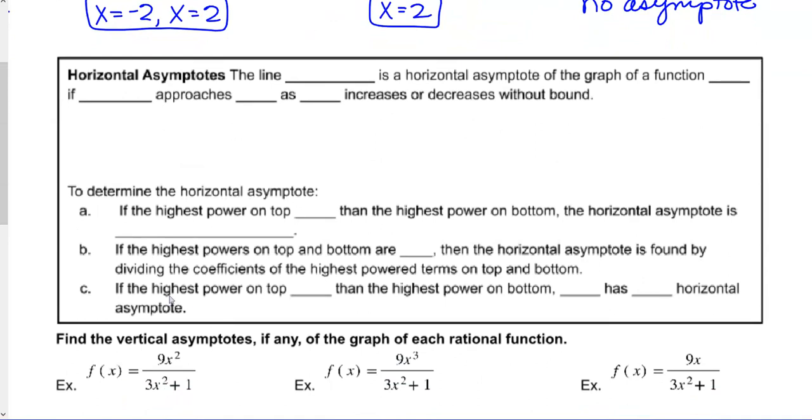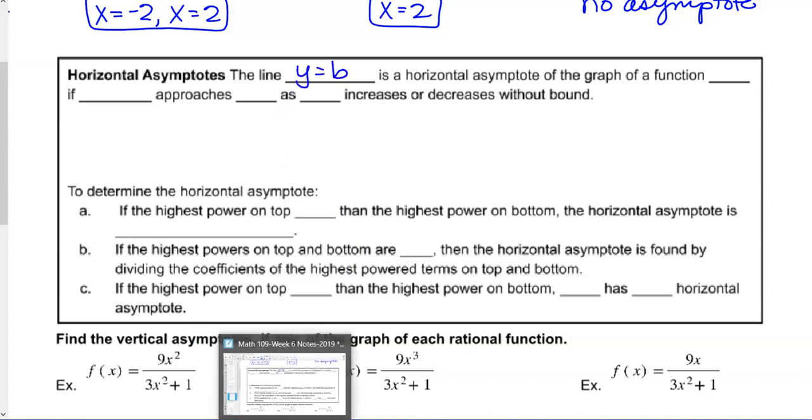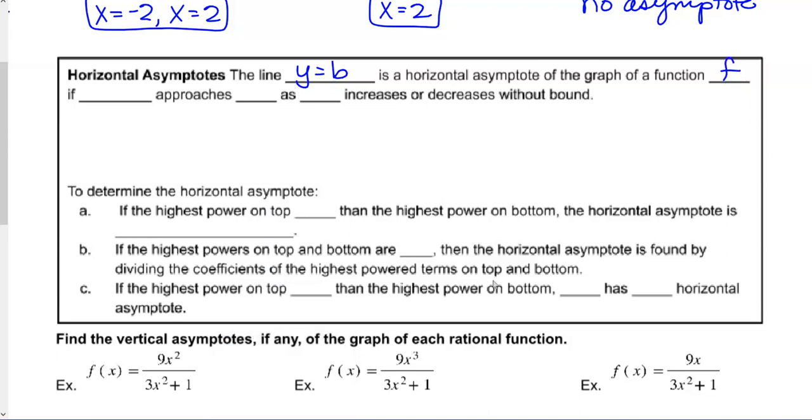Horizontal asymptotes are ones that you have to think about and know some of the rules in a sense. I'm not going to get into too much of why it is or how I can find it because there's a calculus component to this and you don't really need to know that. So we're just going to look at the most basic way of finding a horizontal asymptote. The line y equals b is a horizontal asymptote of a function f if f of x approaches b as x increases or decreases without bound. So we're approaching a specific number as we go to positive infinity or negative infinity.